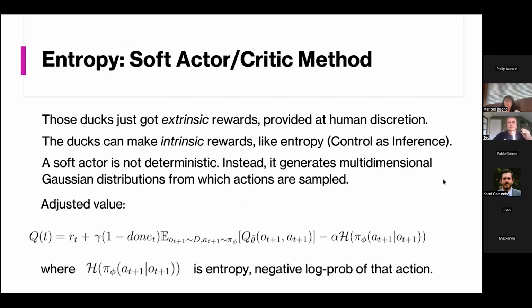Are there any questions about this? Because I think a lot of stuff in this presentation just blew my mind the first time I heard of it. But if there aren't any questions, let's see how ducks do when they have entropy.